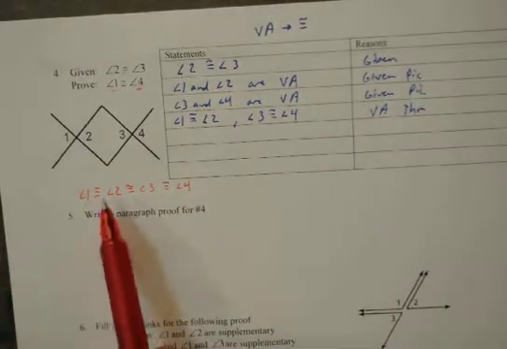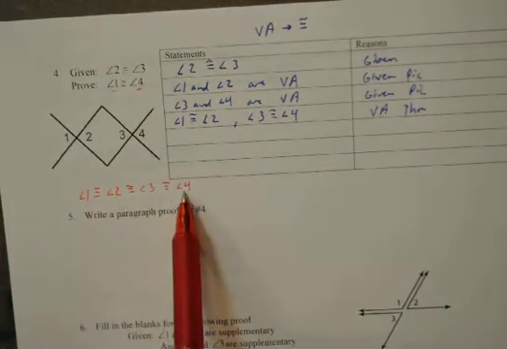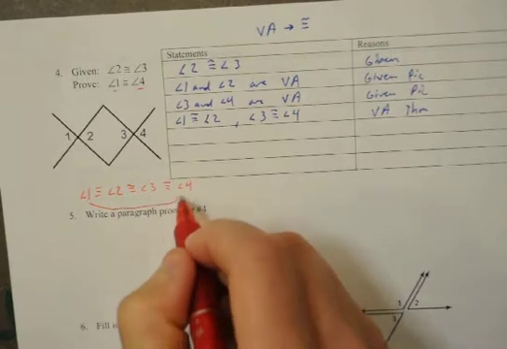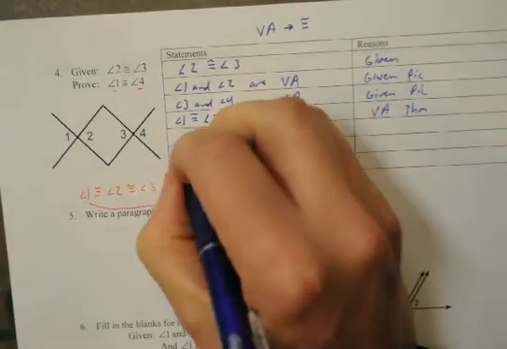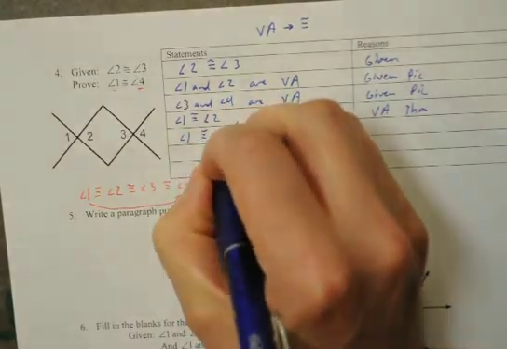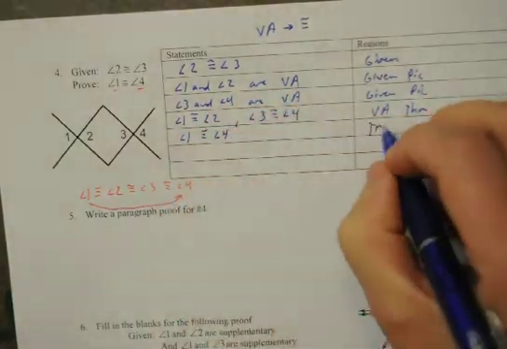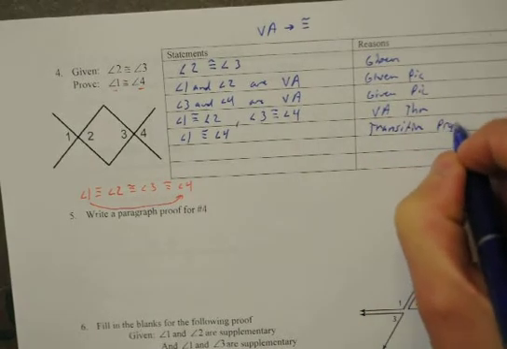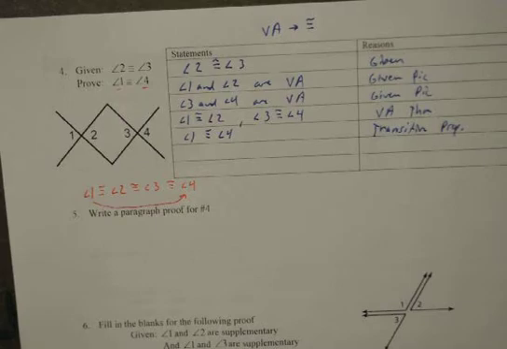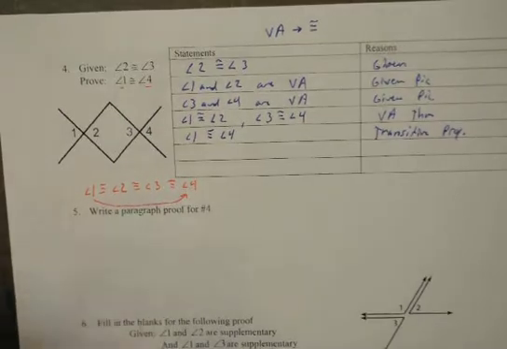So therefore, 1 is congruent to 2, 2 is congruent to 3, 3 is congruent to 4. We can jump from 1 to 4 and be okay. That's called the transitive property. It's merging these thoughts together. So we can now say that angle 1 is congruent to angle 4 by the transitive property.